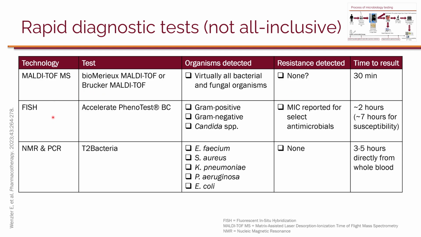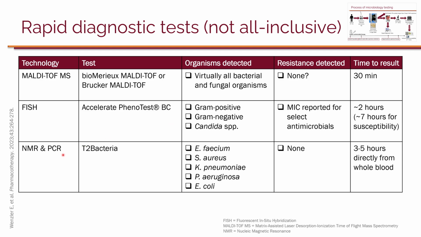Beyond that, we have FISH, and you can see what these abbreviations stand for, but these are different technologies. So with FISH, we have Accelerate Phenotest BC that can detect a number of similar organisms, so a number of gram-positive and gram-negative organisms, as well as Candida species. Now this one is a bit unique because it can also report MIC, so it's not necessarily detecting a gene. So when it comes to resistance, it's not a genotypic test. It is a phenotypic test because it can report MIC for a select number of antimicrobials. So it takes about 2 hours to detect the organisms, and it takes about 7 hours for these MIC results to be reported for Accelerate Phenotest.